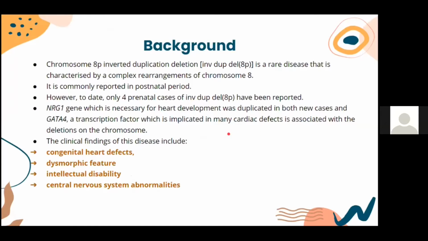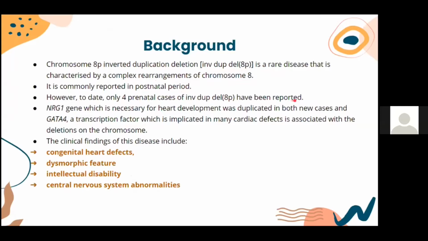Short arm chromosome 8 inverted duplication deletion is a rare disease that is characterized by a complex rearrangement of chromosome 8, and it is commonly reported in the postnatal period. However, up till today, there were only 4 prenatal cases of this disease that have been reported.